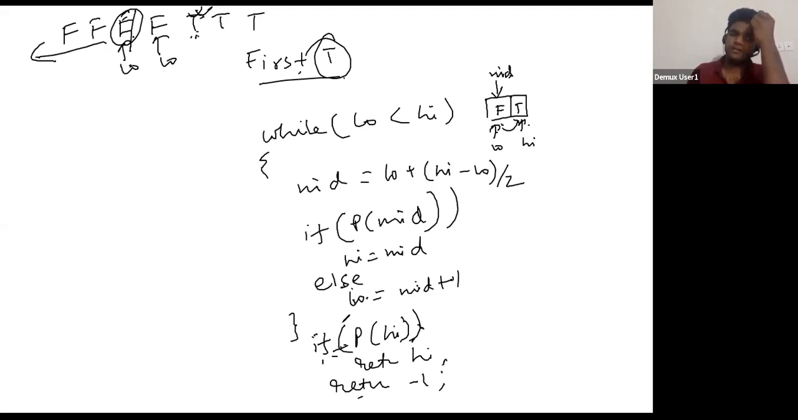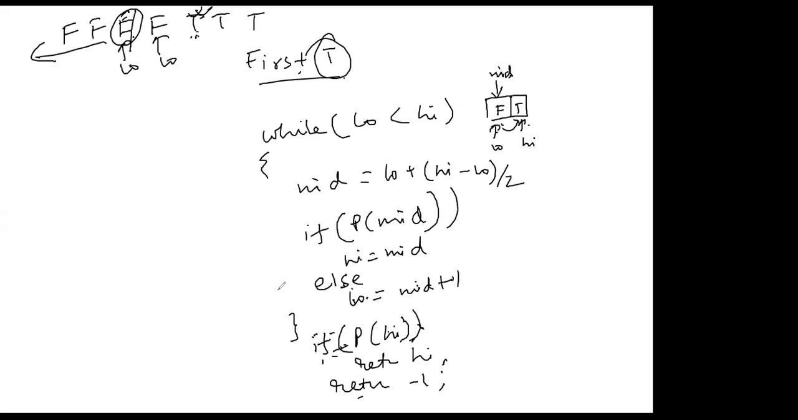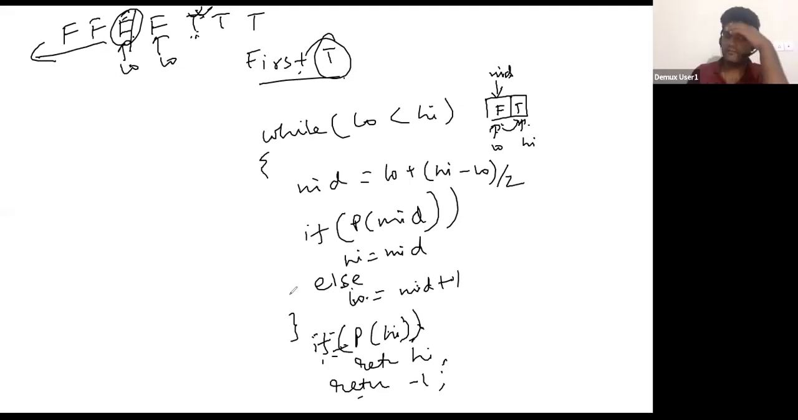How do I check if it is a T? Obviously, the predicate should evaluate to true at that last element. What is that last element? Either a low or a high. Both of them point to the same element, which is the last element. The sanity check only fails if all the F's are there, right? Yeah, only if you have all F's.